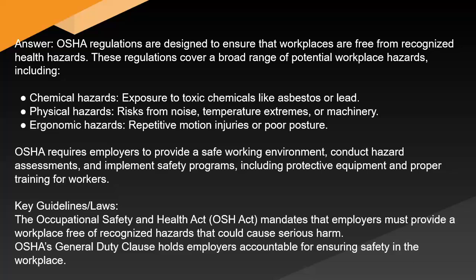Answer: OSHA regulations are designed to ensure that workplaces are free from recognized health hazards. These regulations cover a broad range of potential workplace hazards, including chemical hazards, exposure to toxic chemicals like asbestos or lead; physical hazards, risks from noise, temperature extremes, or machinery; and ergonomic hazards, repetitive motion injuries or poor posture. OSHA requires employers to provide a safe working environment, conduct hazard assessments, and implement safety programs, including protective equipment and proper training for workers.